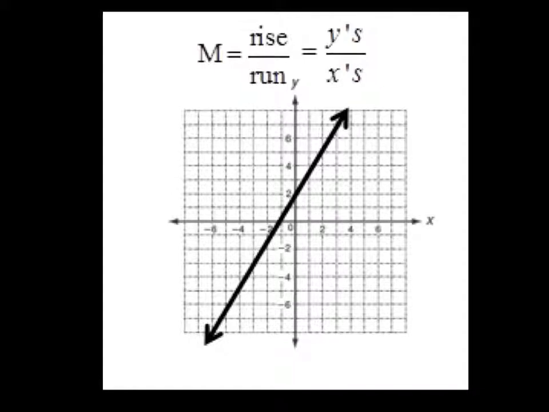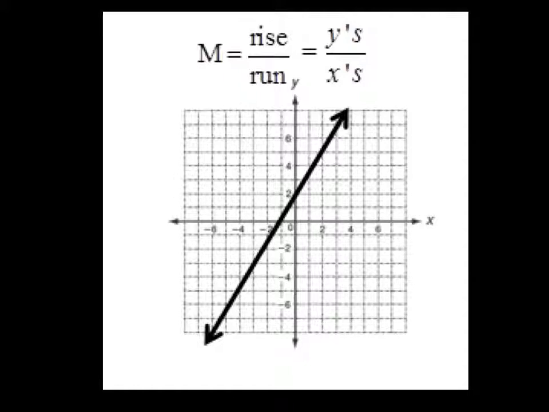For slope from a graph, we use the letter M to represent slope, and I like to think about the M as our movement. So slope is the movement on a graph, and we use rise over run, or it's the change in our y values over the change in our x values. So M stands for slope. Slope is rise over run. We use right triangles to graph or to find our slope with our rise and our run.